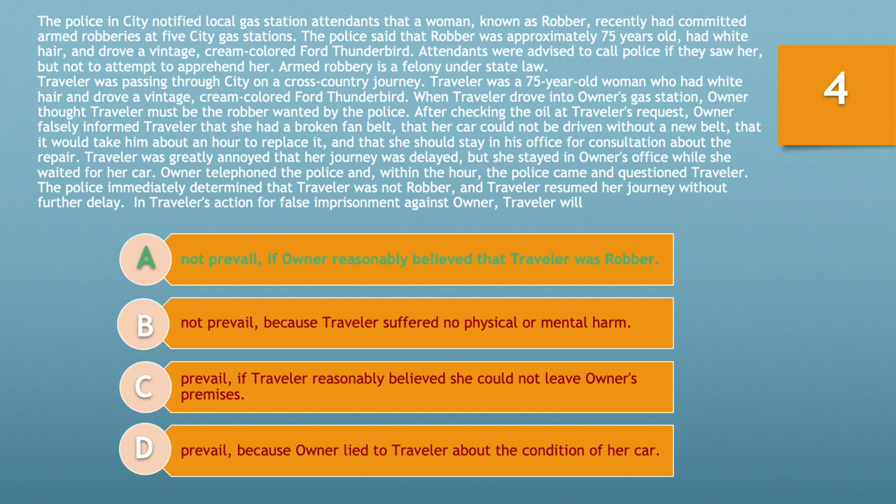Police had notified the Owner that a string of armed robberies had occurred at gas stations by a woman named Robber driving a specific vehicle. Traveler matched the description of Robber, and the two women drove the same model vehicle. Thus, Owner had reasonable grounds to believe that a felony had been committed and that Traveler, in fact, was the one who committed those felonies. Therefore, if Owner reasonably believed that Traveler was the robber, Owner's privilege of arrest defense will succeed, and Traveler will not prevail in her false imprisonment claim.